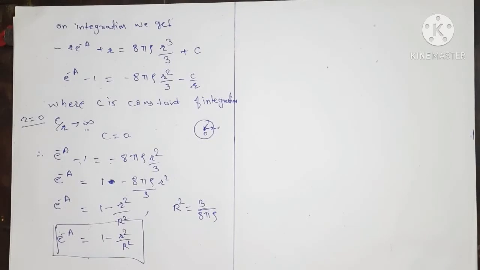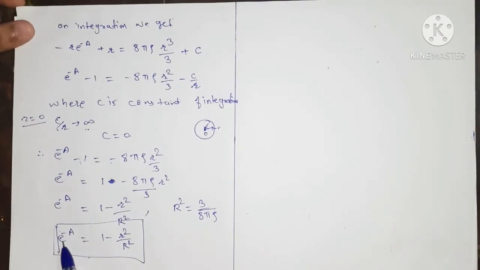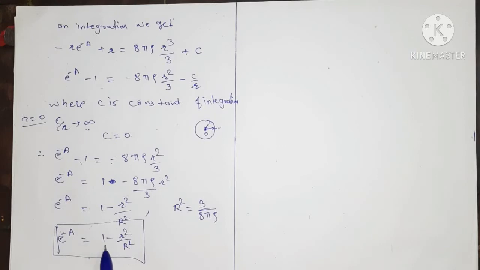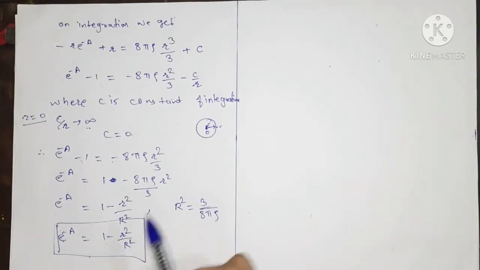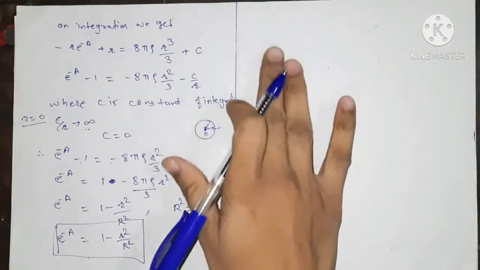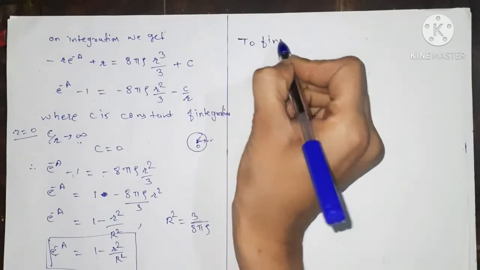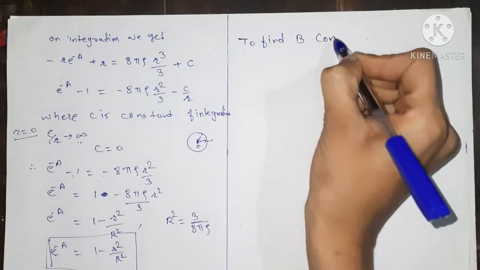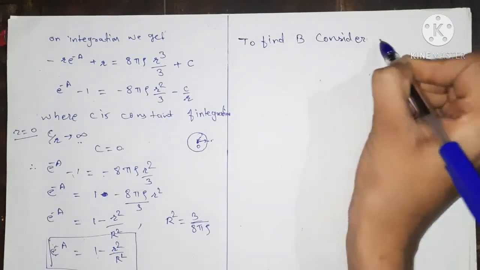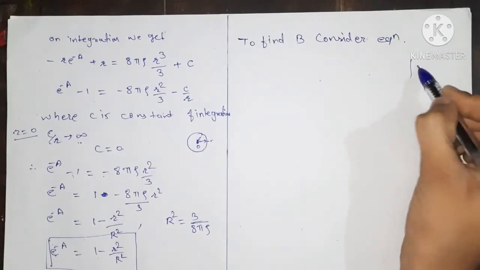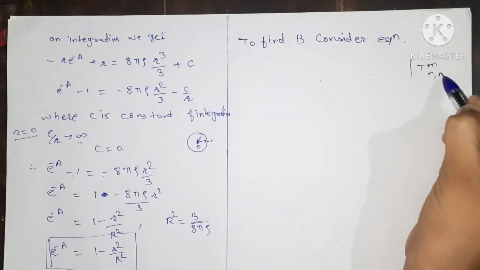Welcome to all. In the last lecture, we started the solution of the Schwarzschild interior solution, and we derived the value of e to the power minus a, that is equal to 1 minus r square upon capital R square. Now we have to find the value of capital B. To find capital B, we consider the equation that we derive from T^mn semicolon n, T^mn semicolon m equals to 0.